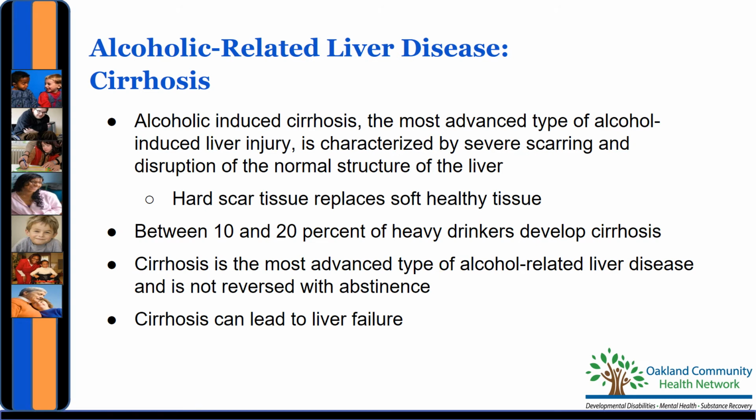Alcoholic-induced cirrhosis, the most advanced type of alcohol-induced liver injury, is characterized by severe scarring and disruption of the normal structure of the liver. Hard scar tissue replaces soft, healthy tissue. Between 10 and 20% of heavy drinkers develop cirrhosis. Cirrhosis is the most advanced type of alcohol-related liver disease and is not reversed with abstinence. Cirrhosis can lead to liver failure.